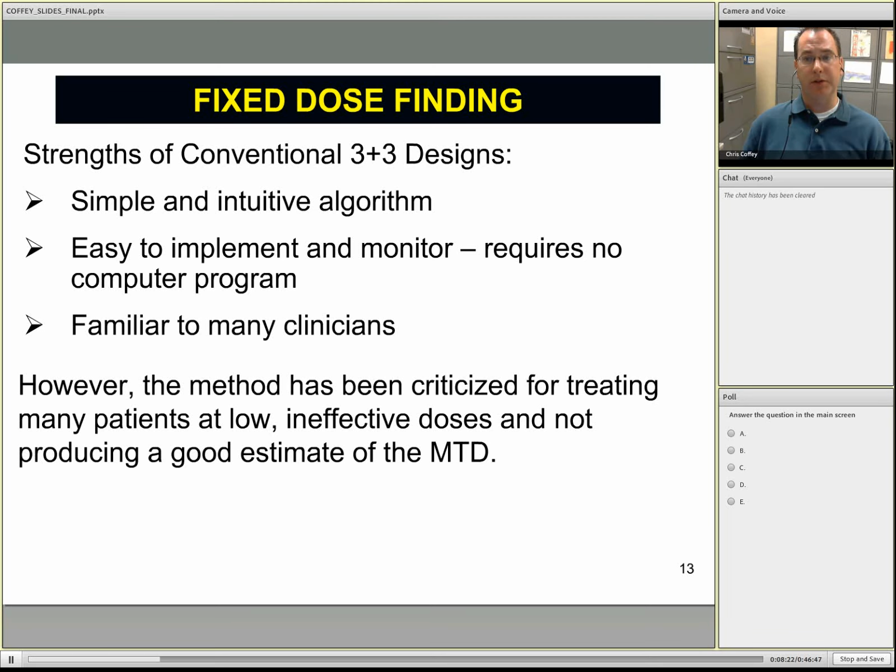But one of the challenges that comes into play, particularly in its use in several neurological settings, is that it's been criticized for treating lots of patients at low doses and not really producing a good estimate of the MTD. The reason is that when it's expanded outside of the range of areas where it's been optimized, it may not be as effective at finding an MTD.